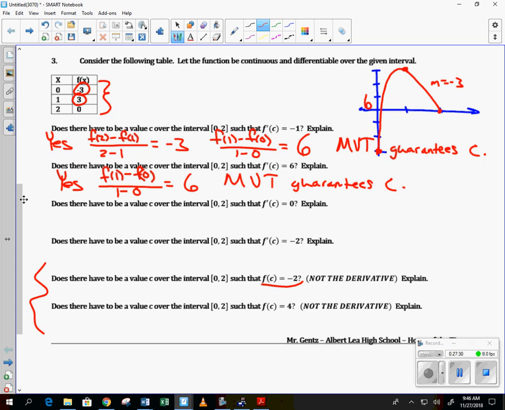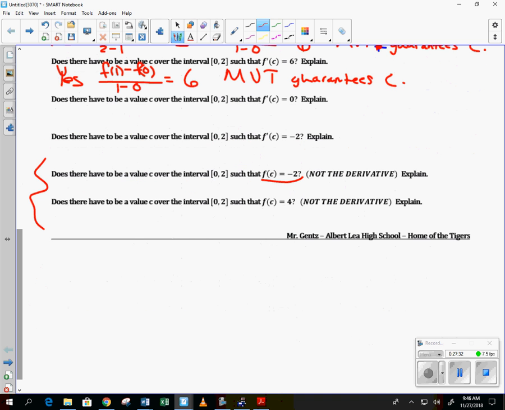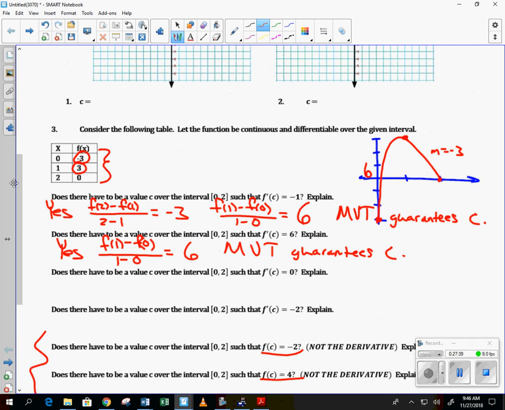Yeah. How about this one? Does there have to be a value such that f of C is 4? Do I have to get an output of 4? Why? Yeah, I don't cross over 4. If this middle value here was 6, then I would say, well, yeah, sure, I have to cross over 4. Do you see the difference?